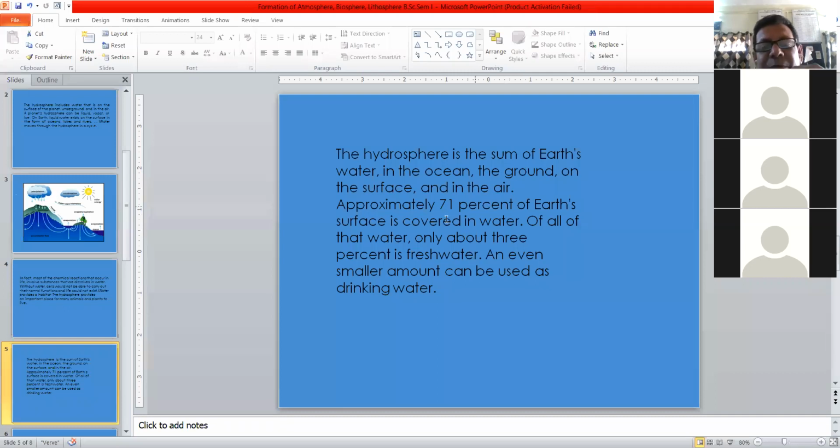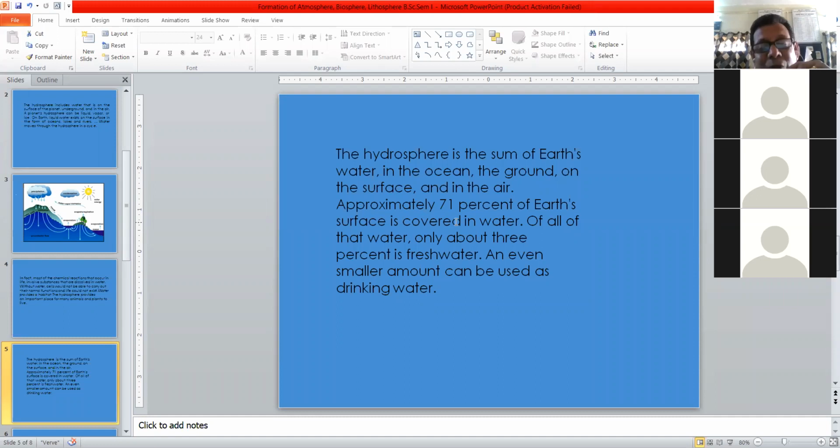Approximately 71% of the earth's surface is covered in water, although of that water only about 3% is fresh water. Of that 71% of water on or below the surface, only 3% is drinking water or fresh water, and the remaining part is saline water, that is marine water, or we can say oceanic water or sea water, and an even smaller amount can be used as drinking water.